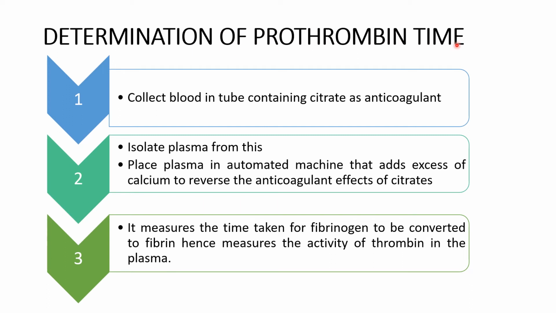Determination of prothrombin time. First, we have to collect the blood in tubes containing the anticoagulant citrate. From the blood, we have to isolate plasma. Then we place the plasma in an automated machine that adds excess calcium to reverse the anticoagulant effect of the citrate that we have added. And it measures the time taken for the fibrinogen to be converted to fibrin, and hence measures the activity of thrombin present in the plasma. So the time duration taken gives us the prothrombin time.